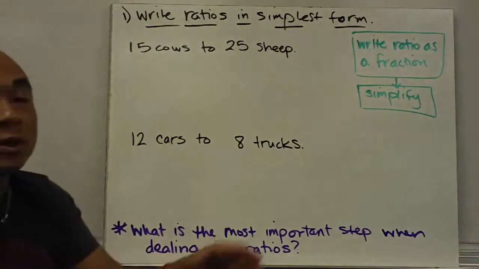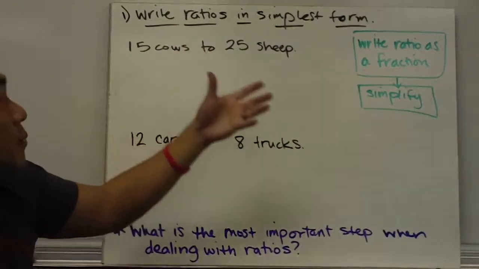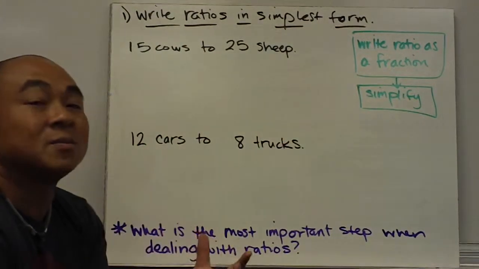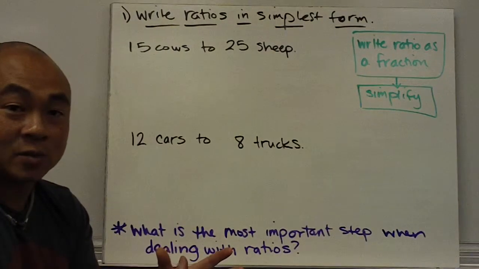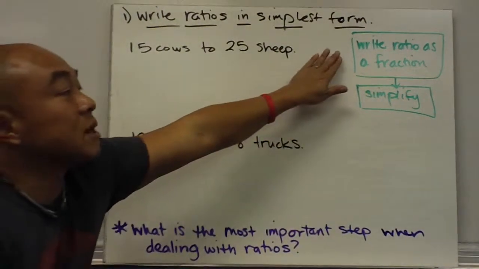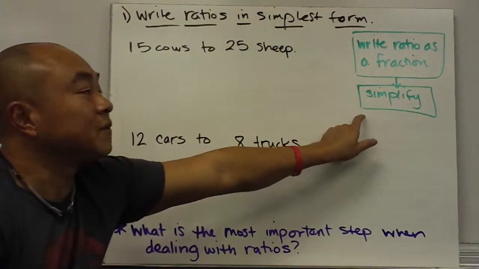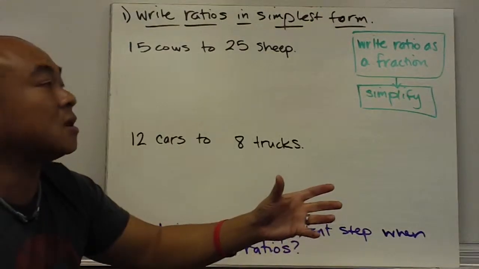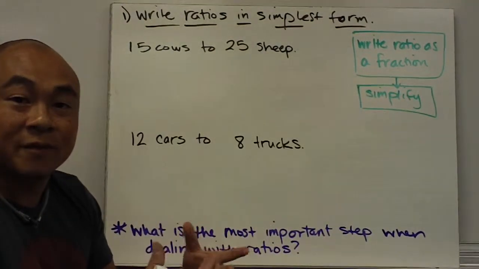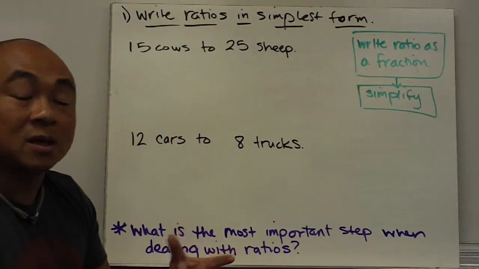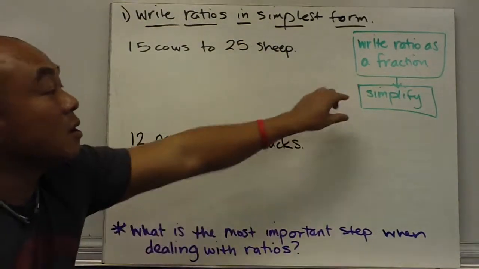Alright, so let's start with the first one. To write ratios in simplest form is really simple, because the first step is to write the ratio as a fraction, and then after that we're going to simplify. The simplifying is probably the hardest part, because you've got to figure out what number is a common divisor in both of them. Okay, so let's worry about that.